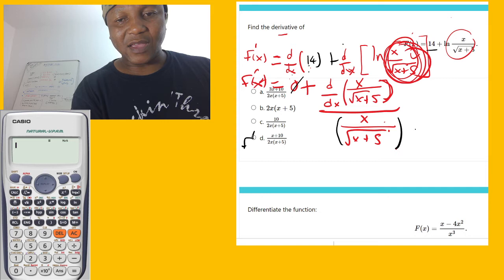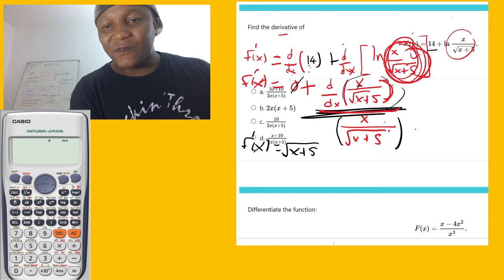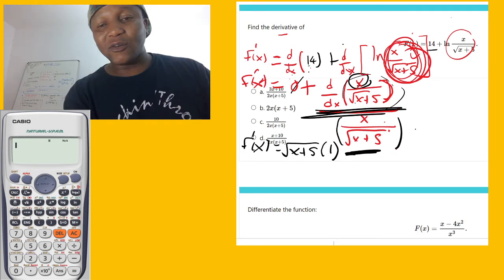equal. But remember, this is a quotient rule. Quotient rule means you have a division. So for the quotient rule, you write the denominator constant, denominator is square root of x plus 5, and then differentiate x. When you differentiate, it's equal to 1, and then you minus. And then now you write the denominator. Okay, let me write step by step, because some people might not know how you got there.